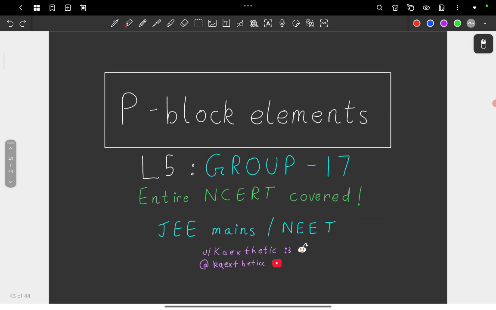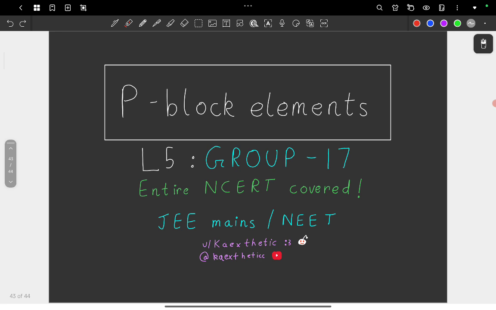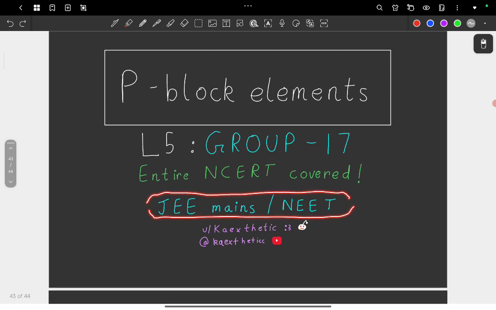Keep in mind, a lot of people ask me that this is not for the JEE Advanced. Because in JEE Advanced, you have to master the compounds portion of P block elements, which is not there in JEE Mains or NEET. So, if you are preparing for JEE Mains or NEET and you have never touched P block before, or just want a brush up of concepts on the NCERT level, this series is a good go for you.